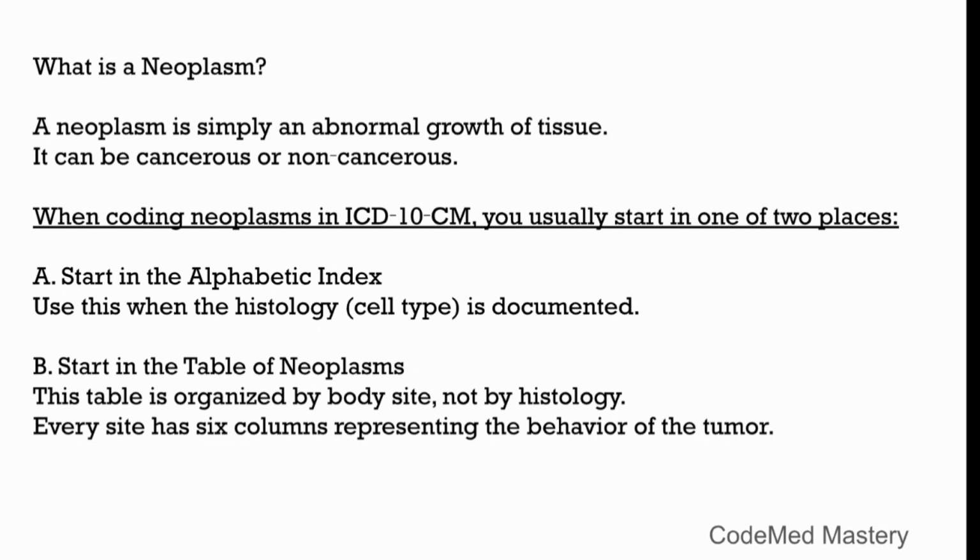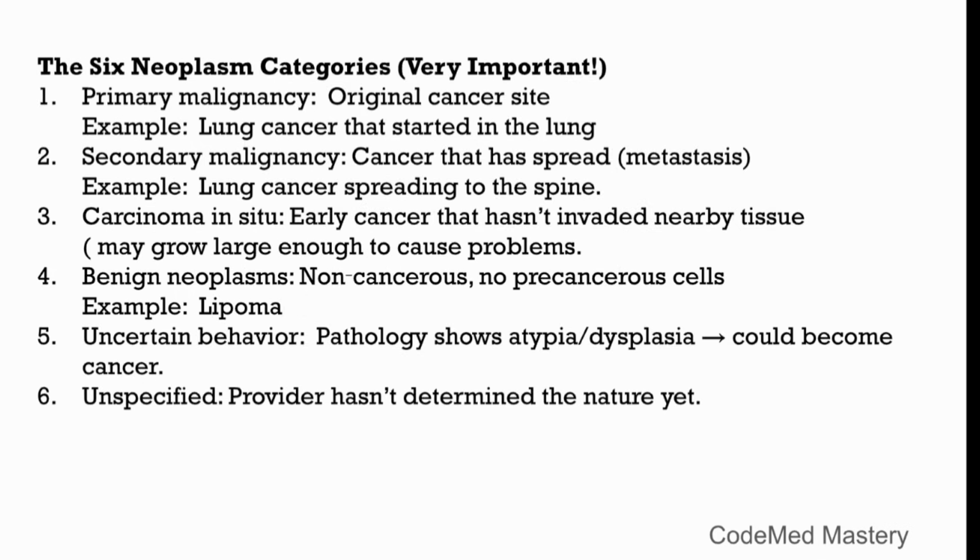The table of neoplasm is organized by body site, not by histology. Every site has 6 columns representing the behavior of the tumor. In your ICD manual, there is the table of neoplasm, and this table is organized by body site, and there are 6 columns representing the behavior of the tumor. So these are the 6 neoplasm categories.